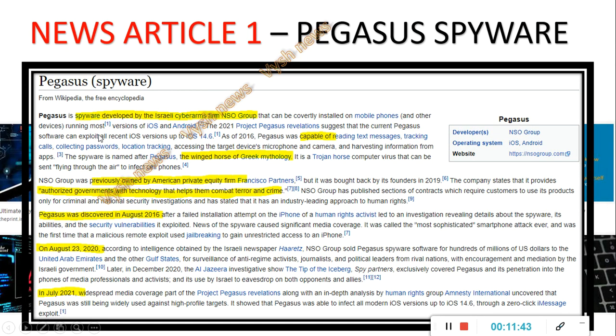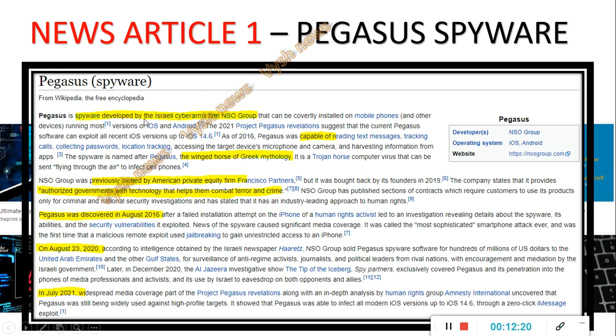So Pegasus is a spyware developed by an Israeli cyber firm, the NSO Group. It can be installed on your mobile phones, whether iOS or Android, and it is said to work even on all the recent versions. iOS versions keep updating every time, but in every version, it can infect and hack it. It is capable of reading text messages, tracking calls, collecting passwords, location tracking, accessing the target device's microphone and camera, and harvesting information from the apps. Whatever is in your phone, everything can be taken. That much powerful software, this Pegasus from NSO Group of Israel.